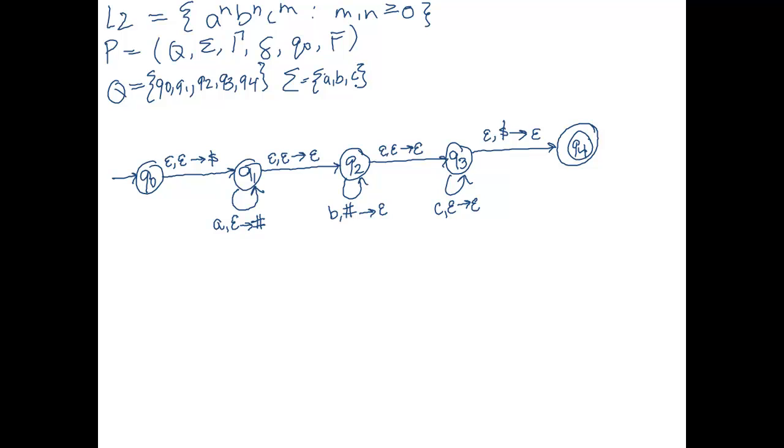Okay, our stack alphabet. We use the symbols dollar sign and pound. I'll define delta below. Q0 is our start state.